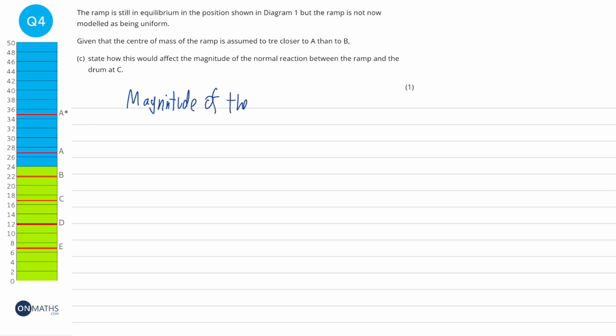of the normal reaction at C will decrease.